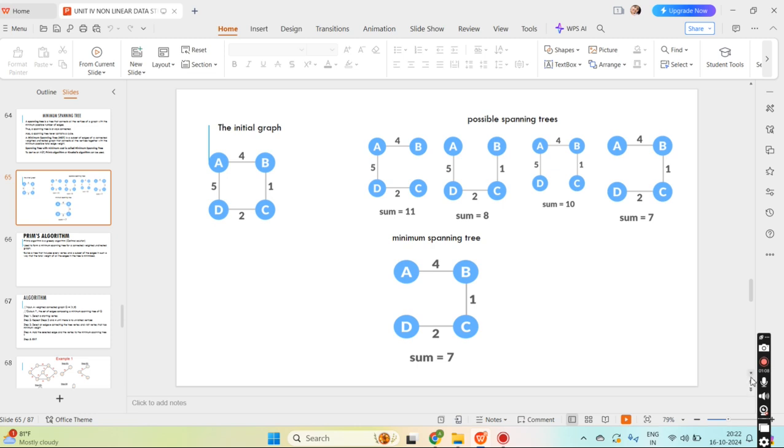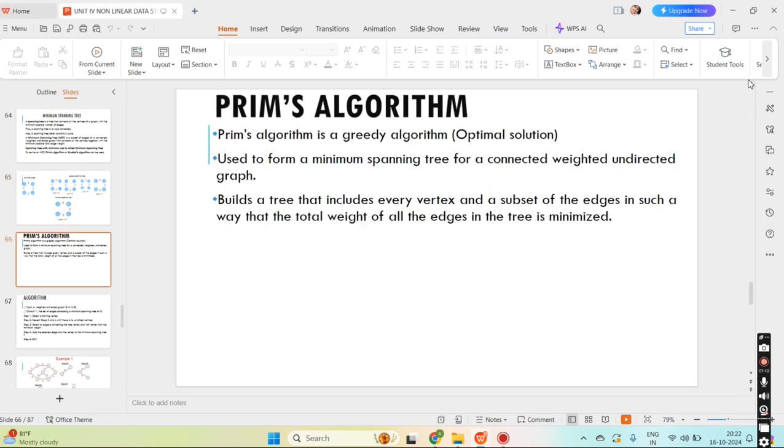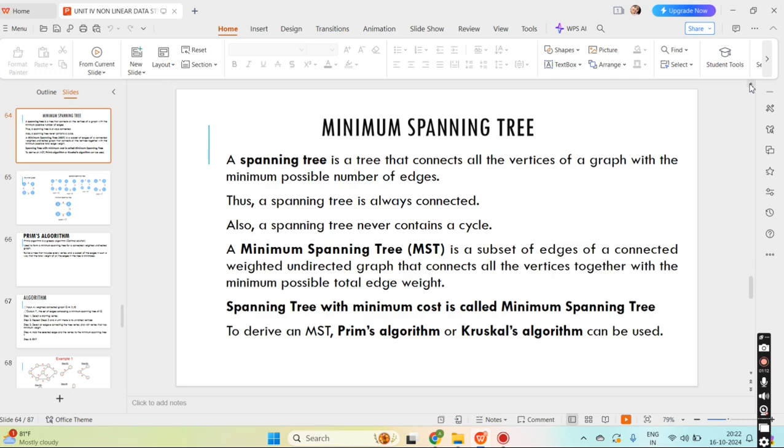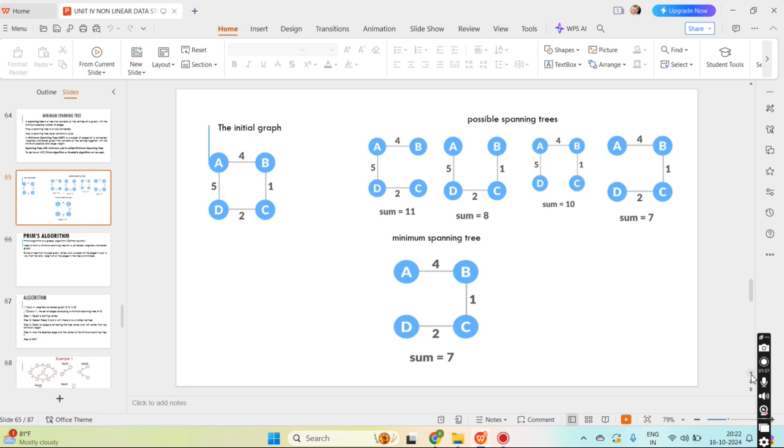And the second one is the minimum spanning tree. A minimum spanning tree is a subset of edges of a connected, weighted and undirected graph that connects all the vertices together with the minimum possible weight. The second point is that a spanning tree with the minimum cost is called a minimum spanning tree. Next, Prim's algorithm and Kruskal's algorithm come under the minimum spanning tree. So based on the minimum spanning tree, we can calculate the minimum cost.